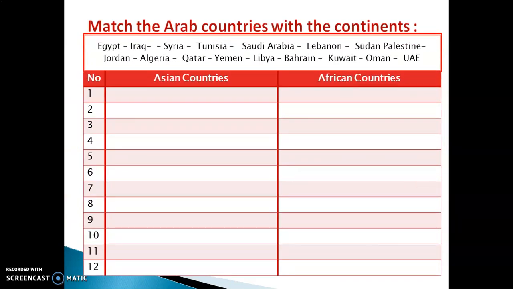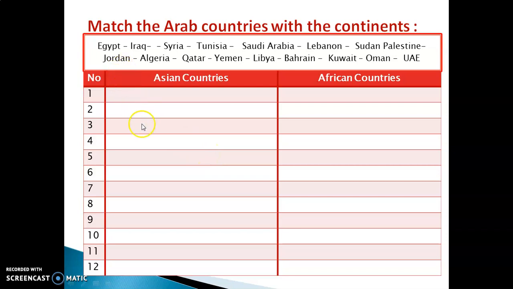And now you are going to classify these countries, whether they are in Asia or in Africa. So the first one, which is Egypt, we can find that Egypt is in African countries, and Iraq in Asian countries, Syria in Asian countries, Tunisia, African countries, Saudi Arabia, Asian, Lebanon in Asian countries, Sudan is in African countries, and Palestine is in Asian countries.